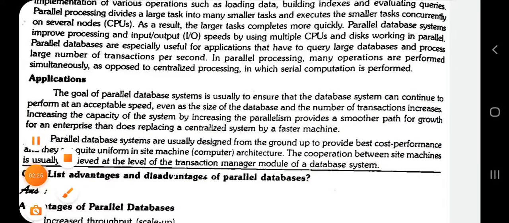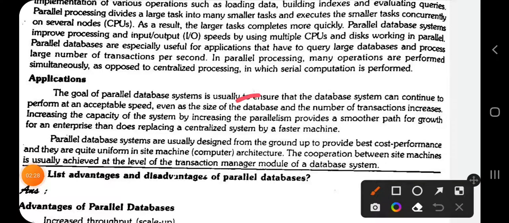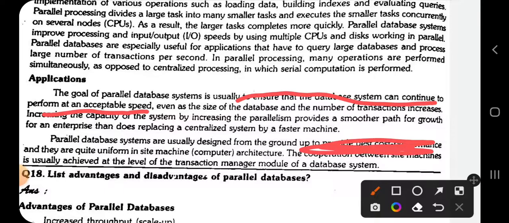See the application of parallel databases also. It ensures the database system can continue its performance while accepting higher speeds. Even if the number of transactions has increased, if they are performed in parallel by different CPUs, even if one CPU fails, another CPU takes care of it. In that manner we use database systems in a parallel manner so that they give better performance. The cost of performance will be increased, and we have some advantages and disadvantages related to this topic.